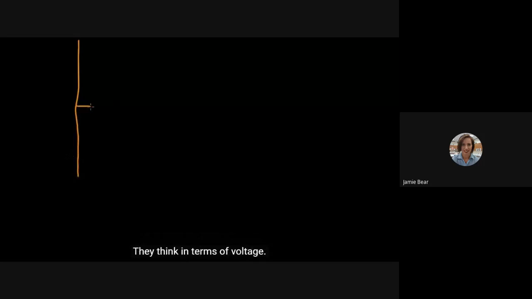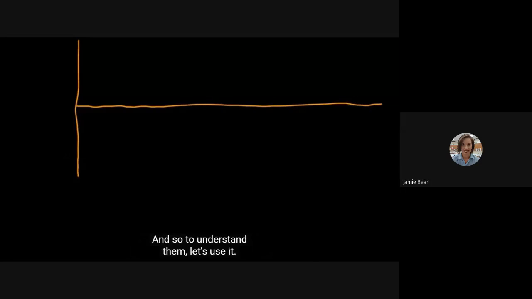Let's talk in terms of how heart cells really talk and think. And they don't really think the way you and I might think. They think in terms of voltage. This is kind of their language. And so to understand them, let's use it. So this is millivolts, and let's say this is positive, and let's say this is negative, because that's probably most intuitive. We have a few ions that are going to pass into and out of cells, and you know that ions are going to help determine the voltage of a cell, and we've talked about that in other videos.